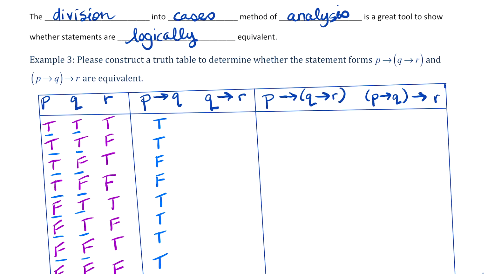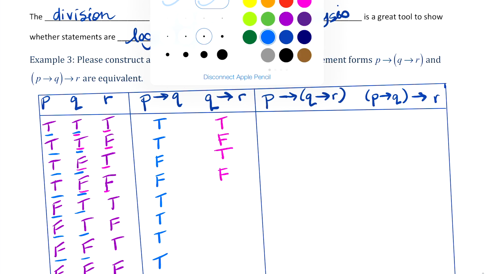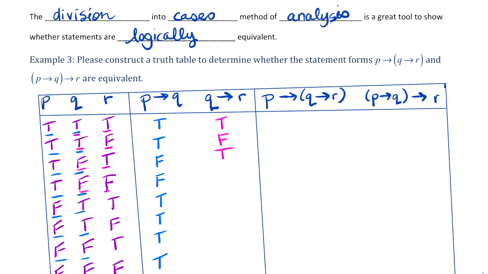All right, so now let's look at our next one. So Q then R. True, true, true. True, false, false. False, true, true. False, false, false, no. False, false is a true. True, true, true. True, false is the false. And then the last two are going to be true.